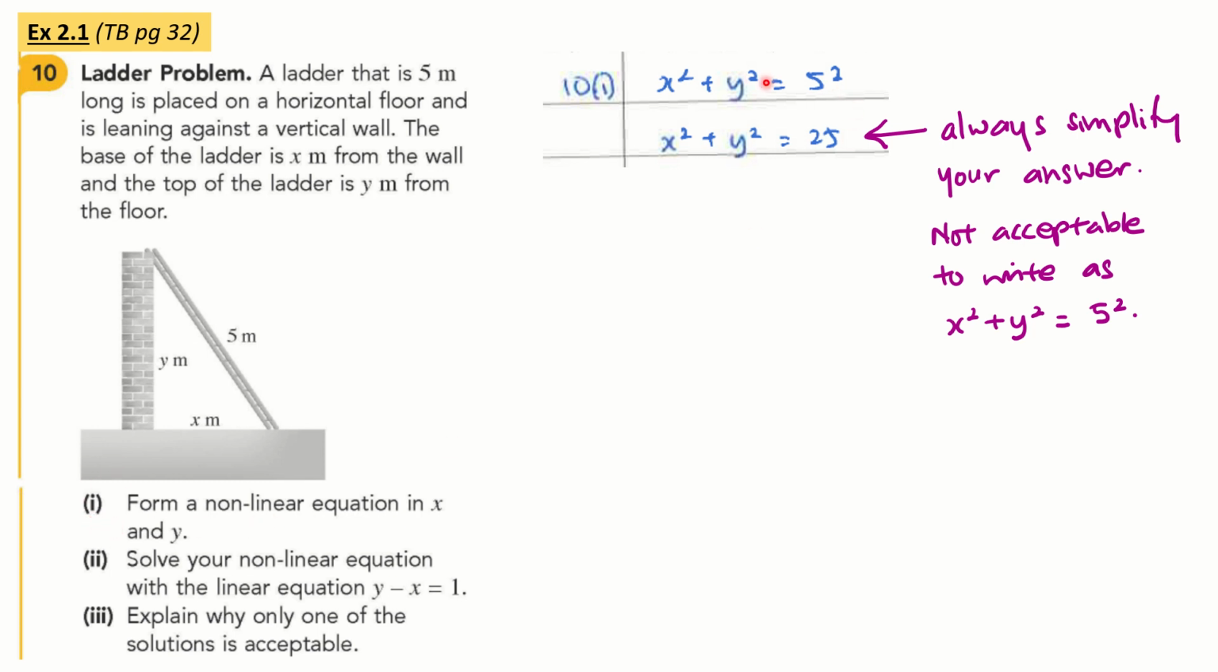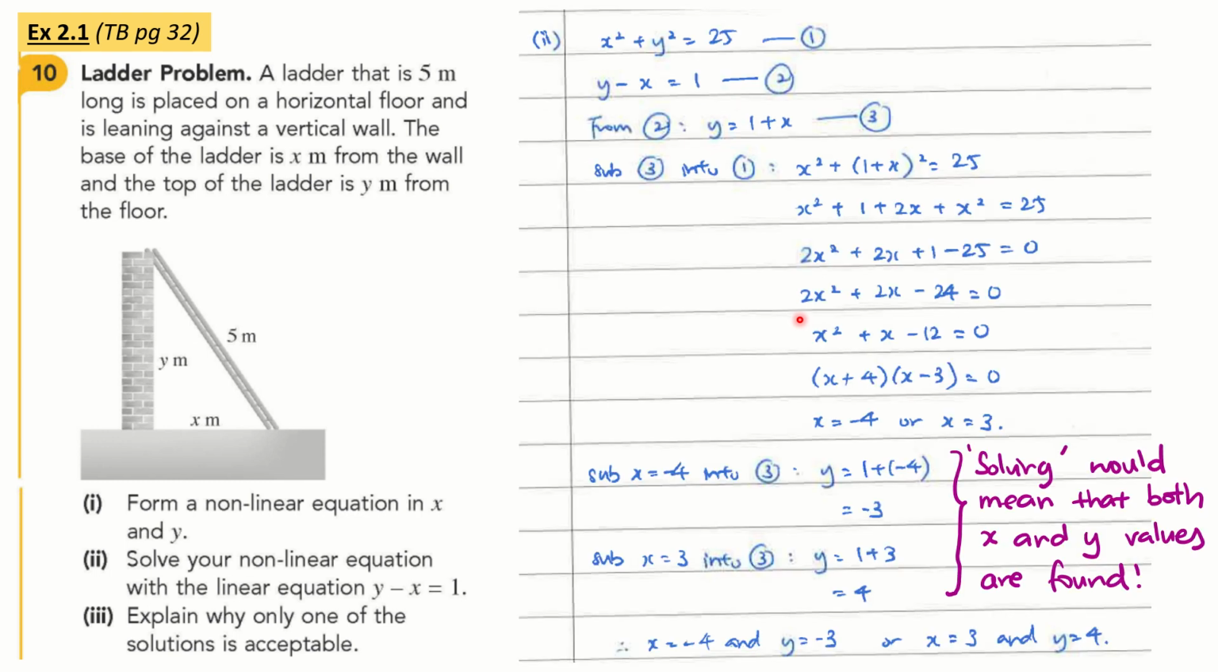Most of you are able to apply your Pythagoras theorem to give me x squared plus y squared equals to 5 squared. Okay, but many of you do not simplify your answers. So I want to emphasize on the simplification of answer. You must write 5 squared into 25. You shouldn't leave it as x squared plus y squared equals to 5 squared only. Okay, so that's for part I. Then moving on to part 2.